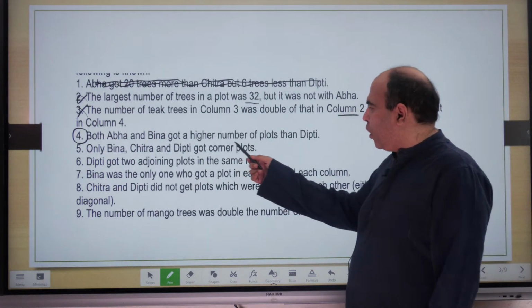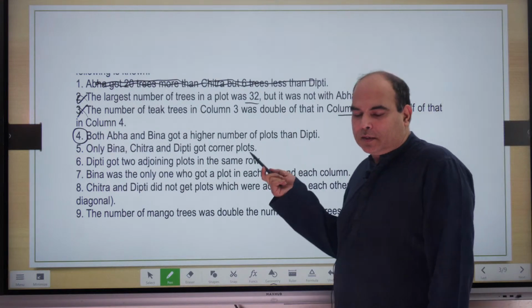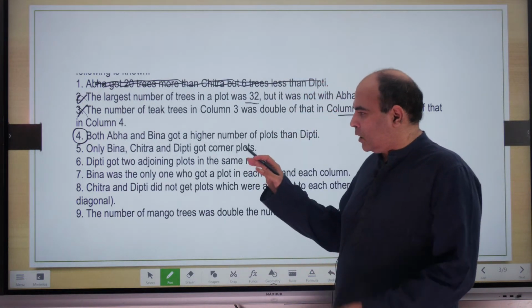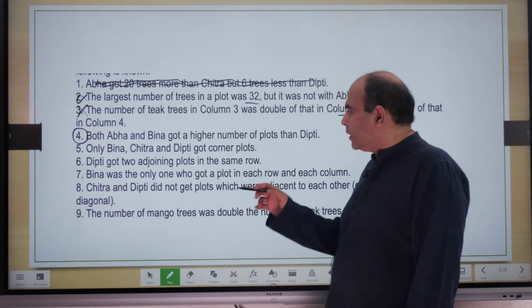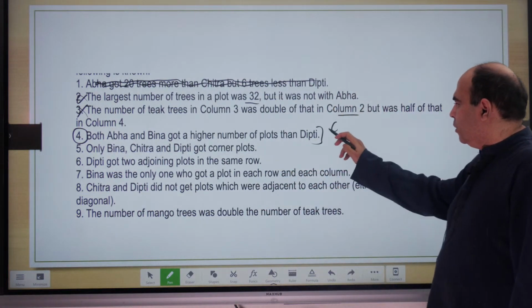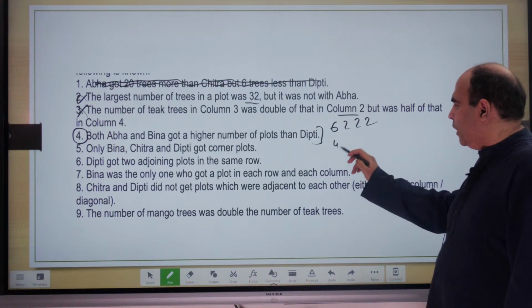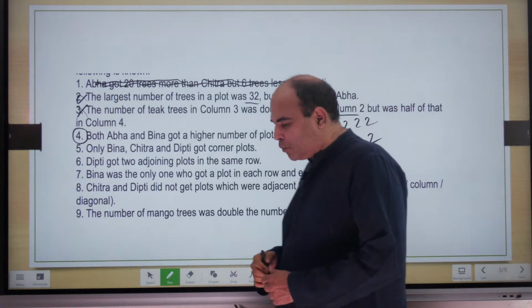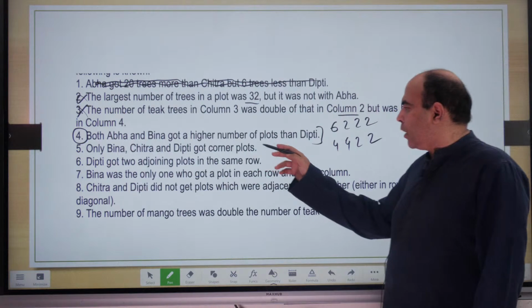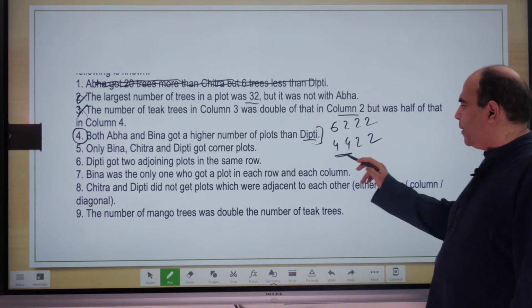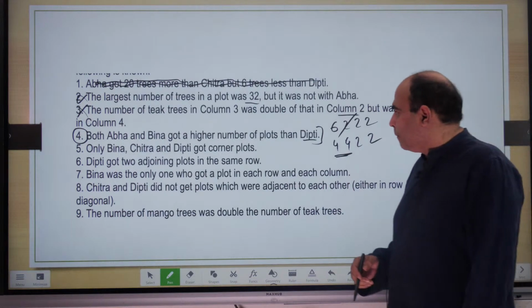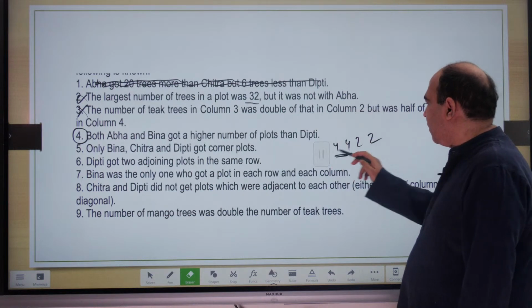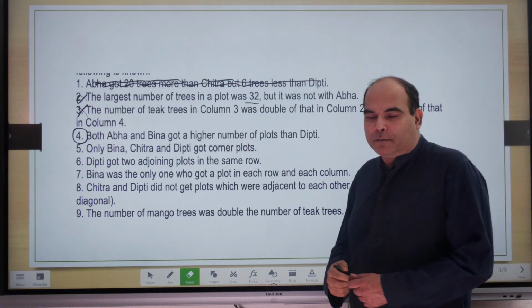So both Abha and Beena got a higher number of plots than Deepti. This eliminates the 6-2-2-2 situation, and it tells me that the number of plots are 4, 4, 2, 2. Before this, when you knew that everybody got an even number of plots, you could have a 6, 2, 2, 2 or 4, 4, 2, 2 situation. And when they tell you that both Abha and Beena got a higher number of plots than Deepti, then this can only happen in this case. It can't happen in that case, because then you would have 3 people having the same number of plots, and then Abha and Beena cannot get a higher number of plots than Deepti.